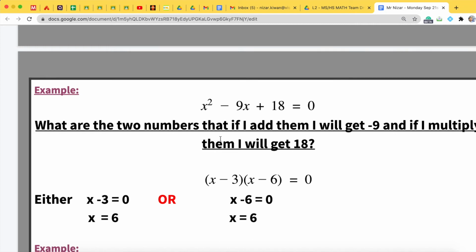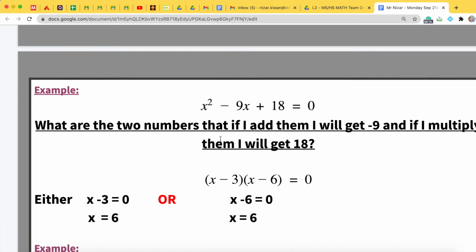b is negative 9, c is 18. Here we will use sum and product. What are the two numbers that if you add them you will get negative 9, and if you multiply them you will get 18? What are the numbers that you multiply by each other to get 18?